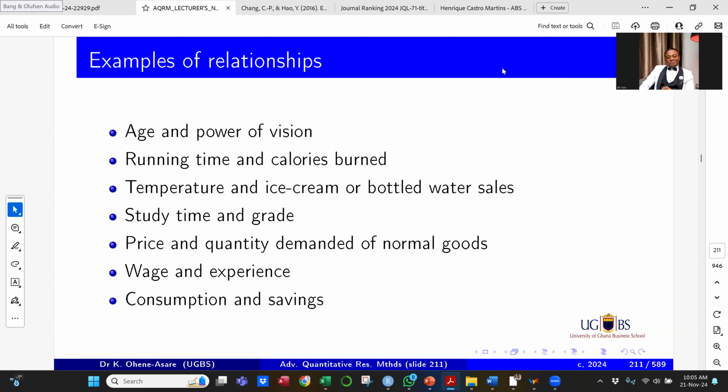Let me go to Nana Boama. Wage and experience. Yeah, good morning, sir. Probably positive relationship. Why? The more experience you have, the more your wages, ideally. Good. Manaf, consumption and savings. Well, it's negative. The more you consume, the less you save.